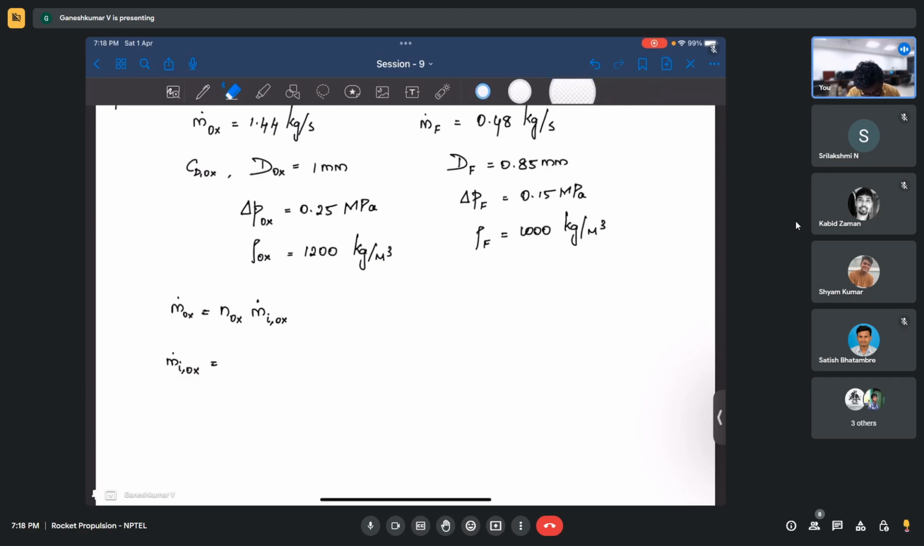So what we know is mass flow rate is nothing but rho times volume flow rate, right? So rho of oxidizer times volume flow rate. And what we know about volume flow rate is area times velocity, maybe: area of the orifice times velocity of the orifice. Then how do we find the velocity in each and every orifice?